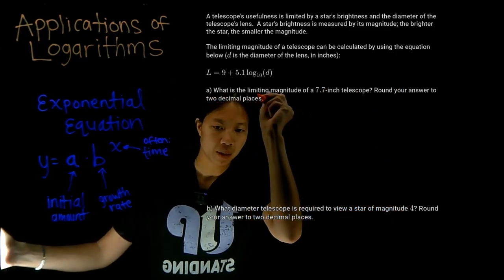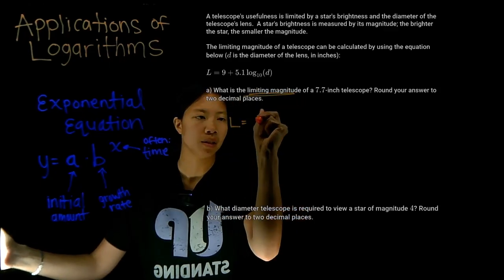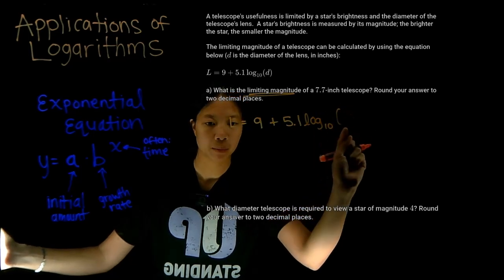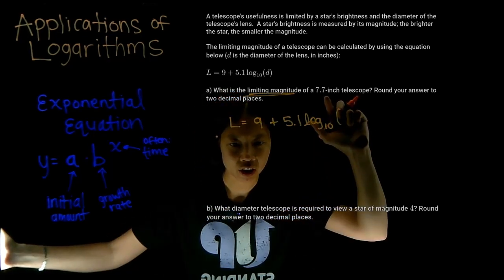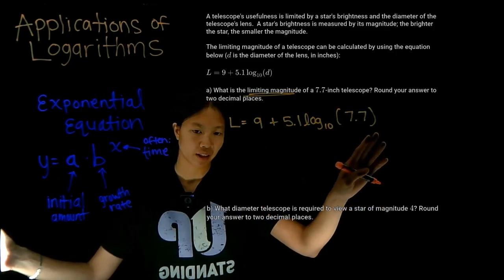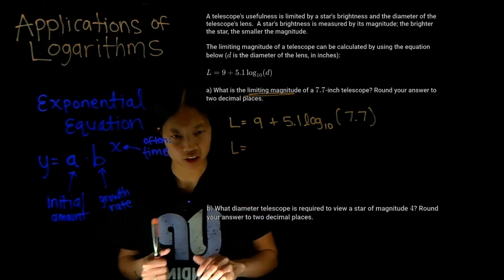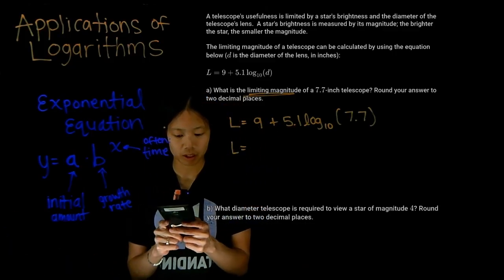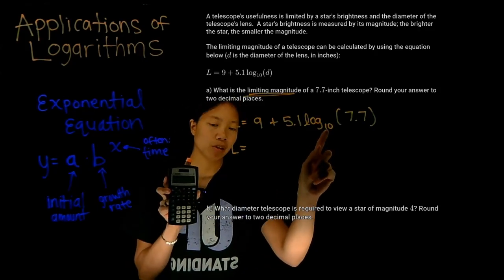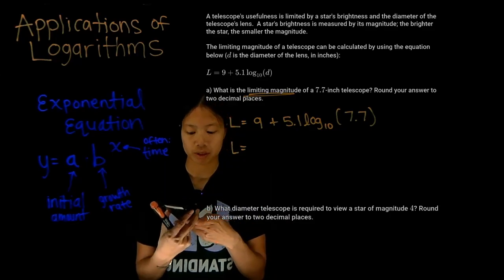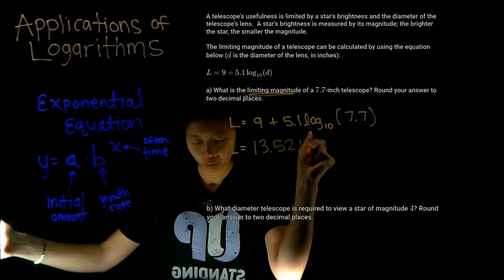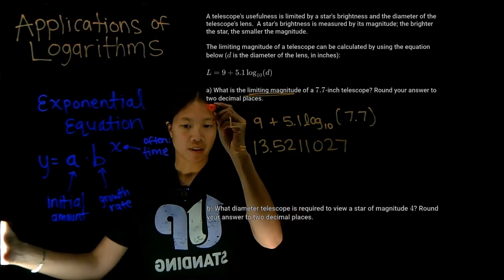So it wants to know the limiting magnitude, which is L. L is equal to 9 plus 5.1 times the log base 10 of our diameter, and in this case, the 7.7 inch telescope is our diameter. So 7.7. I can type this in on a regular calculator, and that will tell us our limiting magnitude. So we have 9 plus 5.1 times log of 7.7, and we know that our calculators are already in base 10 for the log, so I can just do log of 7.7, and that gives me a limiting magnitude of 13.52110027.